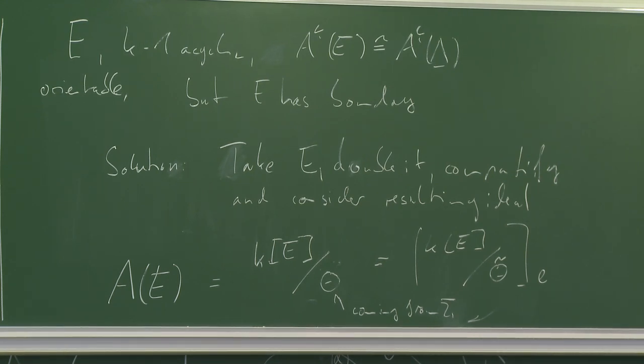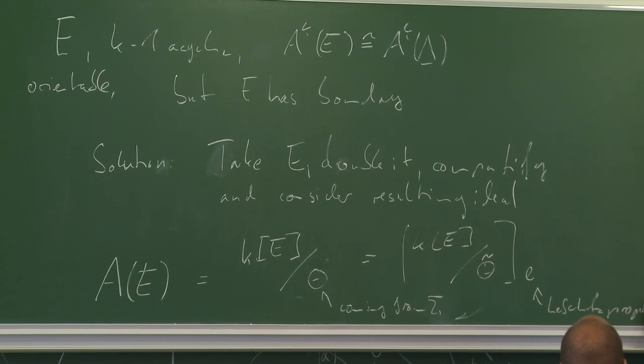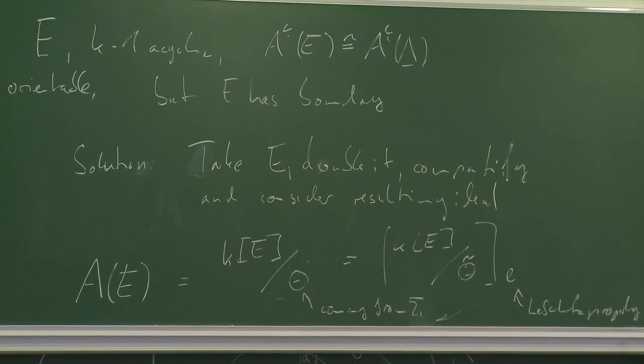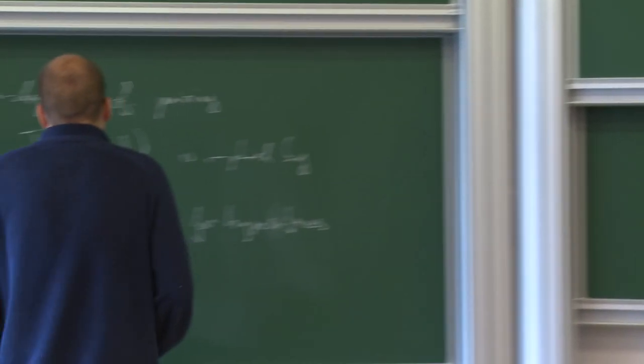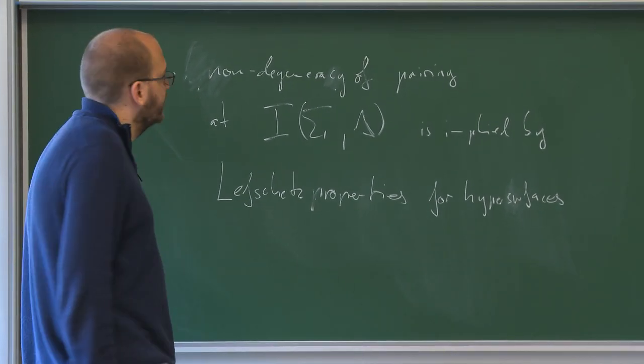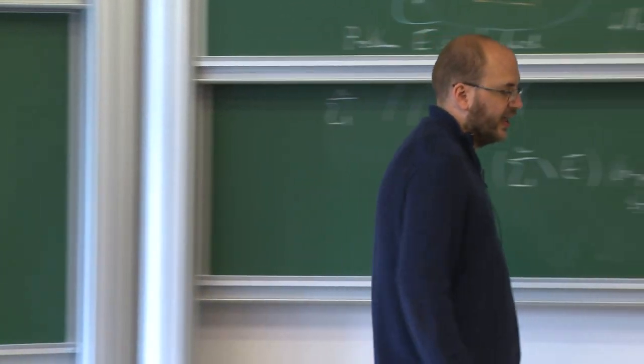And this last element acting, this is really saying something about this middle isomorphism, which is saying something about the Lefschetz, right? So this is a Lefschetz property. So the non-degeneracy of the pairing at ideals of this is implied by the Lefschetz properties for hypersurfaces. And so we see that we gain in dimension in both steps. Right? Seemingly somehow we are in a very nice position.